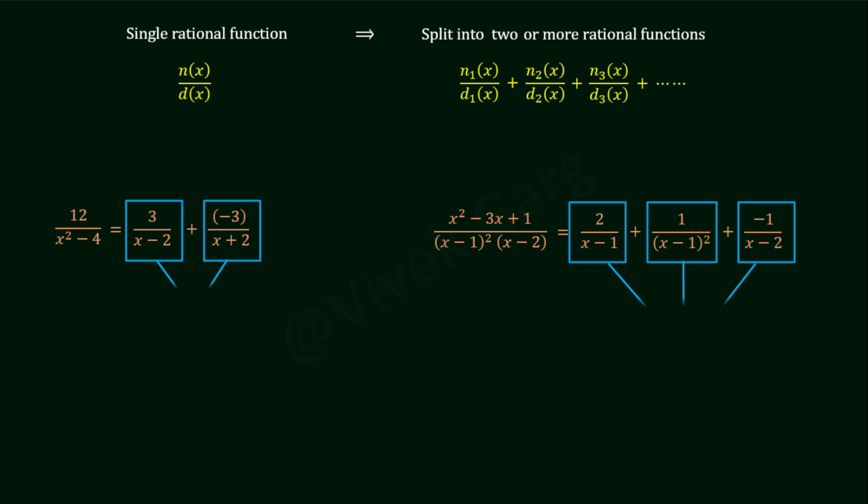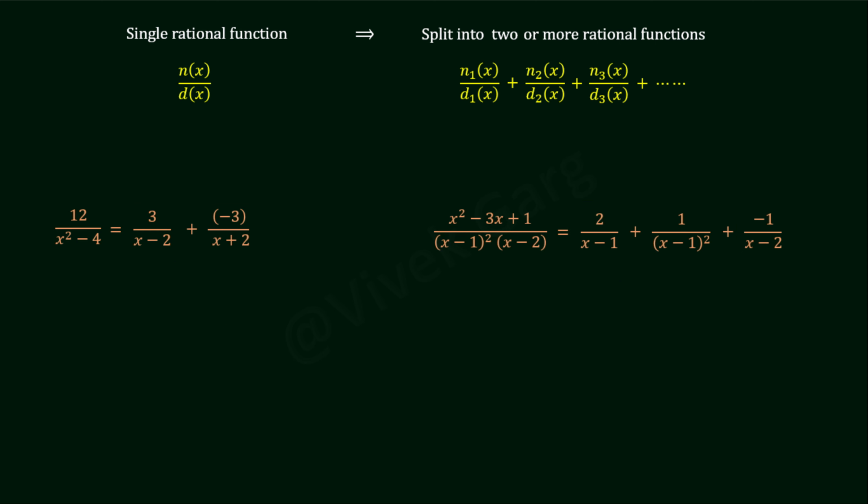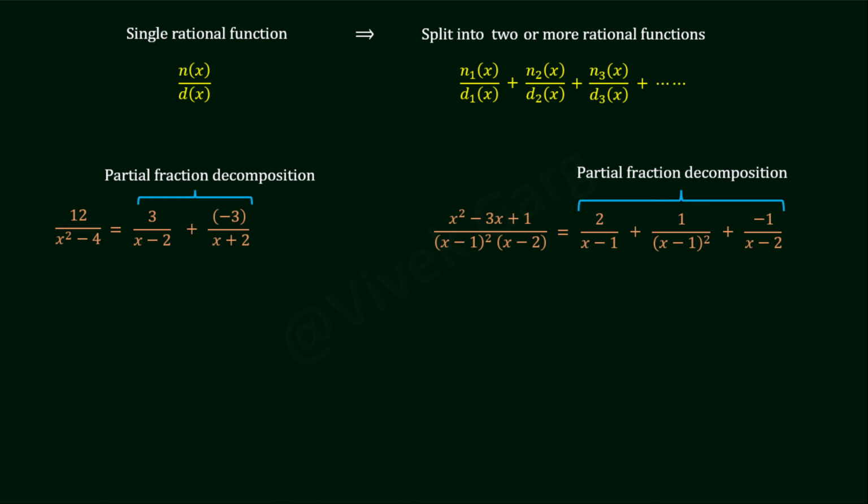These expressions are called partial fractions, and the technique used to decompose a rational function into sum of two or more simple rational functions is known as partial fraction decomposition. Therefore, partial fractions decomposition is a technique or process used to decompose a rational function as a sum of partial fractions. Now we will discuss some important definitions which are very useful to understand this concept.